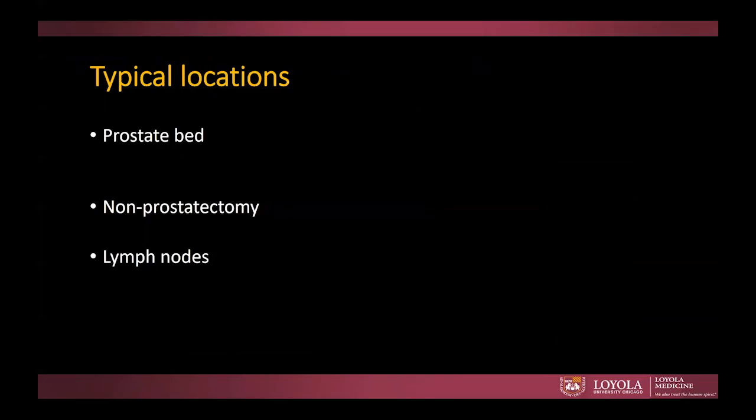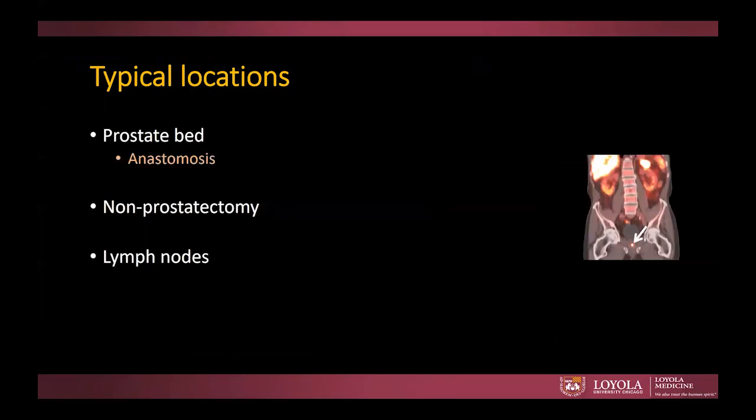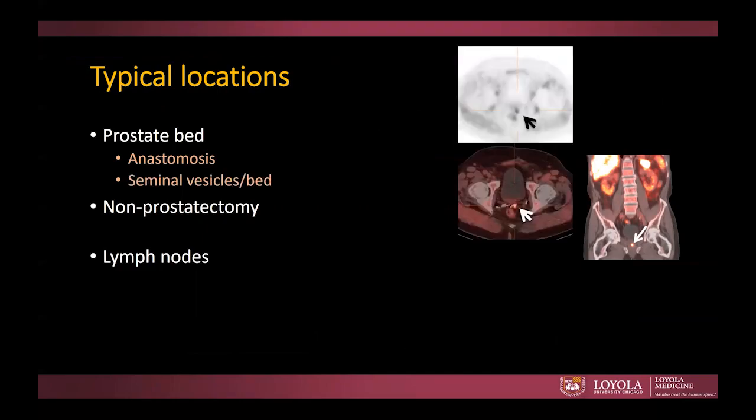So typical locations are the prostate bed within the anastomosis. You can see this example. It can even be next to the seminal vesicles bed. You can see abnormal uptake next to a clip.